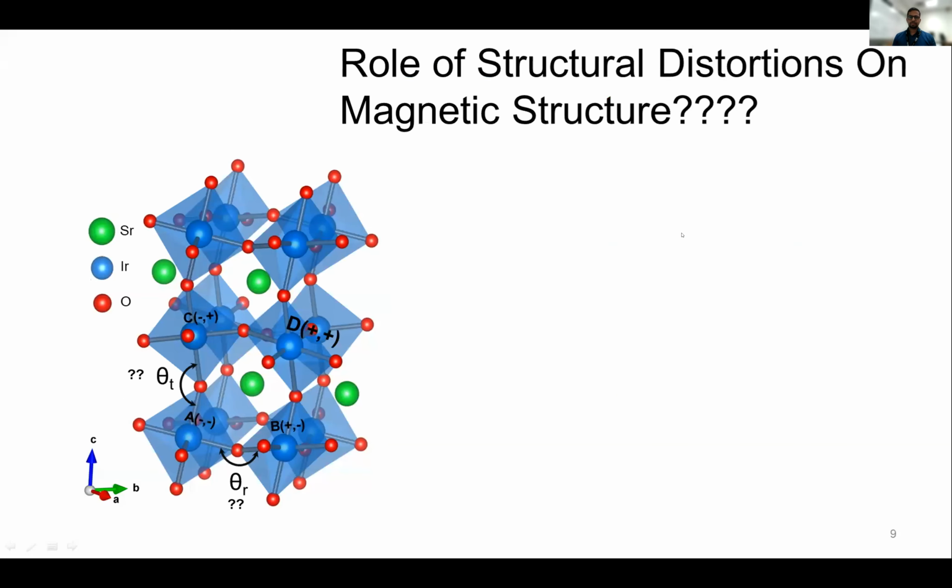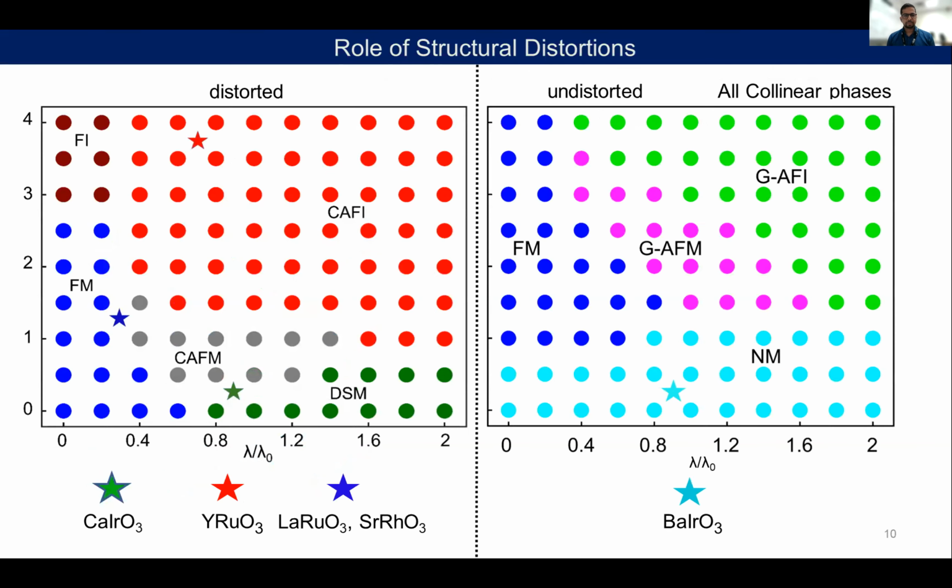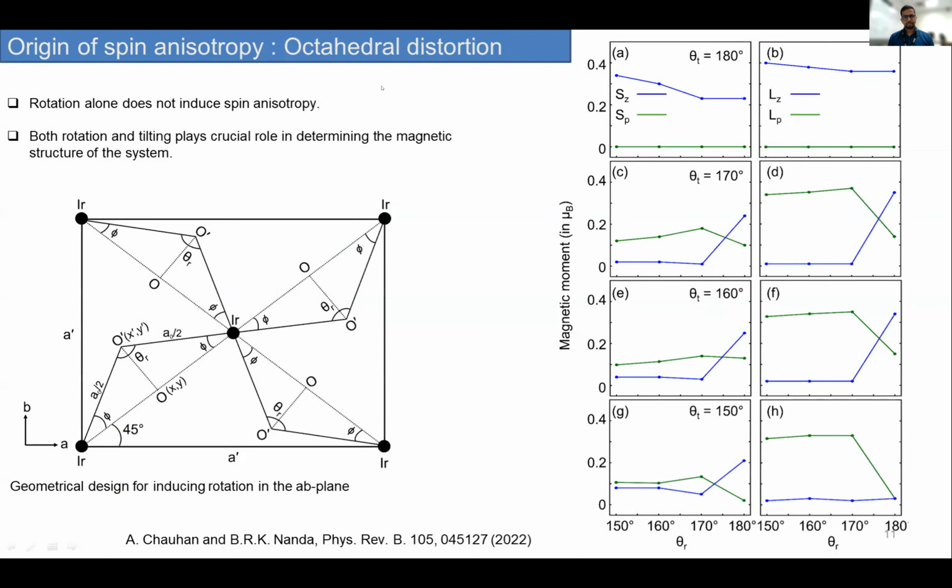Now, what is the role of structural distortion on the magnetic structure? As we can see, in the case of no distortion, we get all collinear phases. The non-collinearity is gone. So the absence of distortion transforms all the non-collinear phases to collinear phases. And we explain the origin: all the non-collinear phases emerge due to the presence of octahedral distortion in the system. When there is no distortion, there are all collinear phases, and when there is distortion, they vanish.